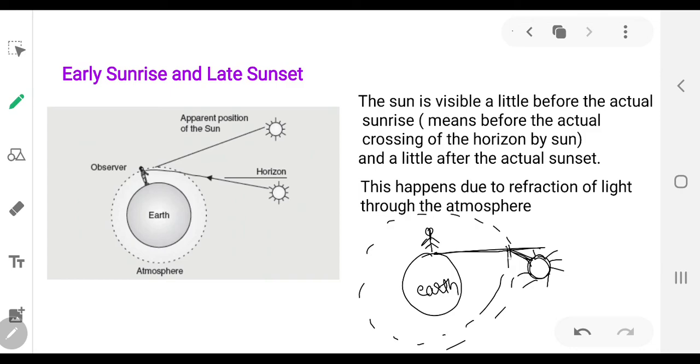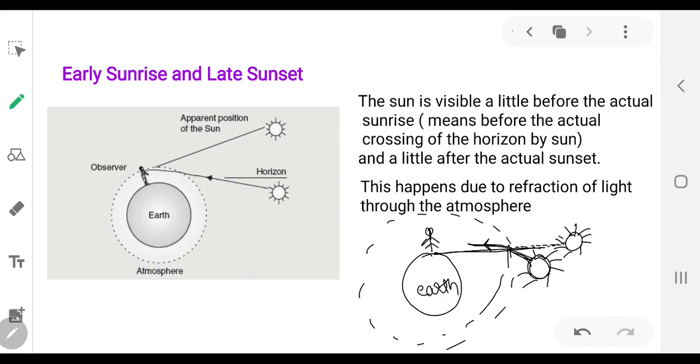So when the ray travels from vacuum to air, it is a case of light traveling from a rarer to a denser medium. When light travels from rarer to denser, it moves towards the normal. So here is the refracted ray. The observer can see the refracted ray and feels the light is coming from here. Actually the sun is below the horizon, but due to the refraction of light from the sun, the observer feels the sun is at this point. So we are able to see the sun before the actual sunrise. It happens due to the refraction of light.